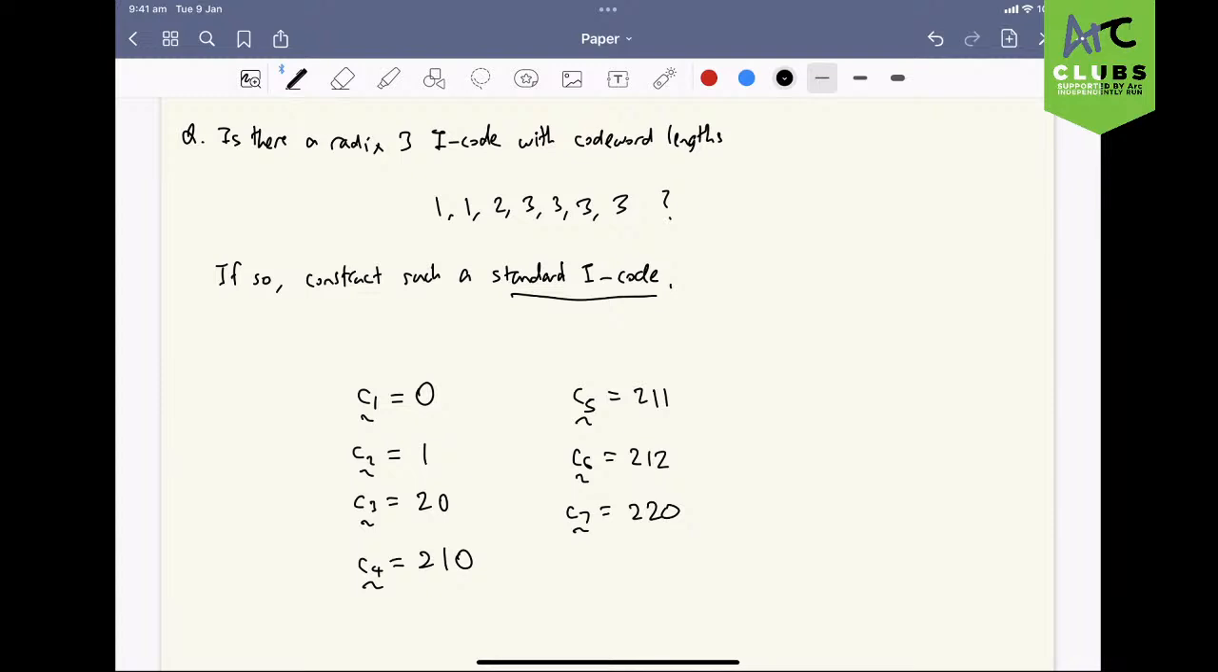So yeah, there we have it. This is actually how you build the standard I code, always trying to pick the smallest code word for increasing length, of course, without breaking the instantaneous property.